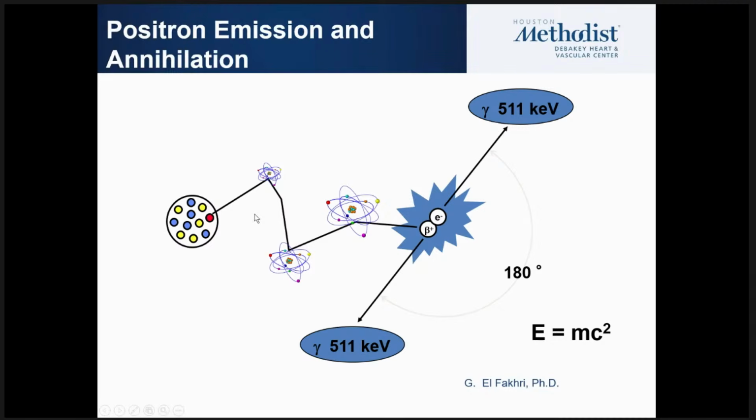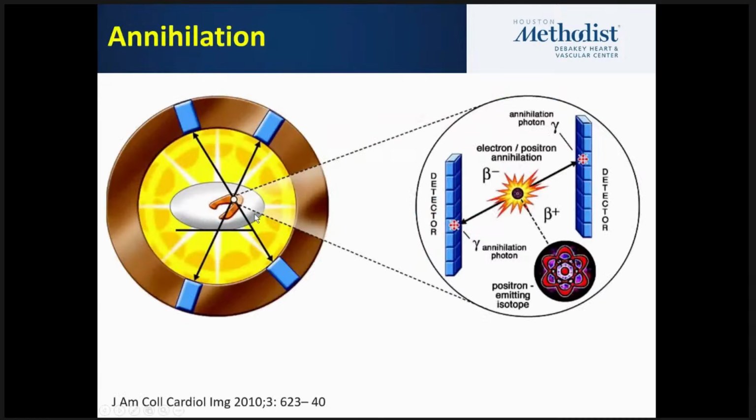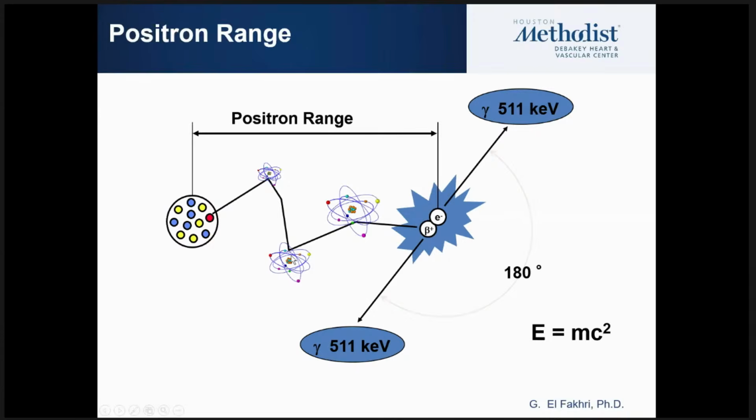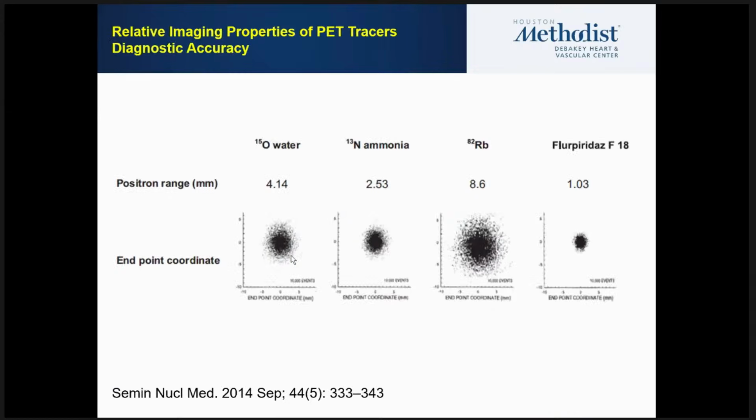And that's why if we take different radio tracers, the positron range also varies according to the milieu that they are in. So the positron range of O15 water is about 4 millimeters. For ammonia, it's better, 2.53. For rubidium, it's 8.6, and for F18, it is 1.03. And that's why F18 images look much, much crisper, because they have less ambiguity or blurriness from the positron range.